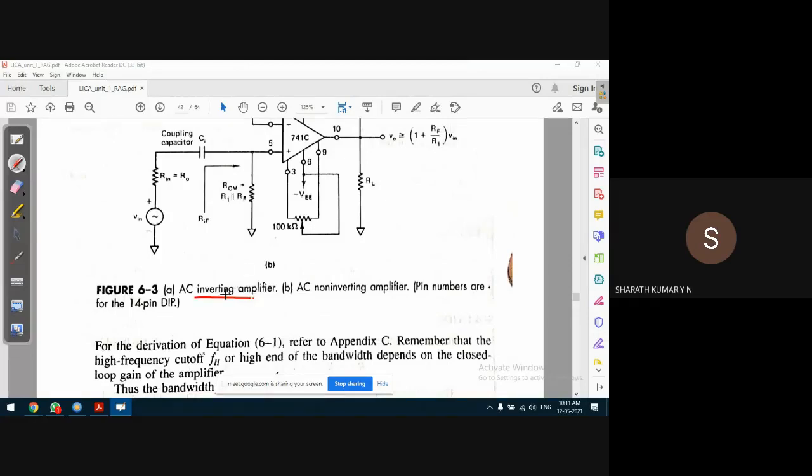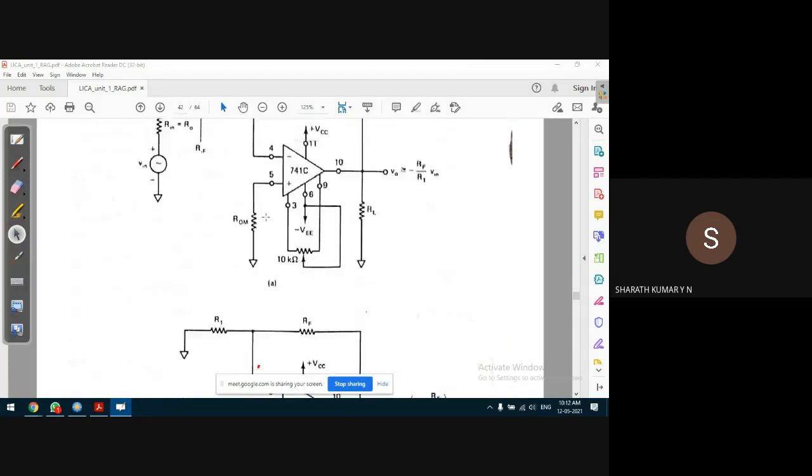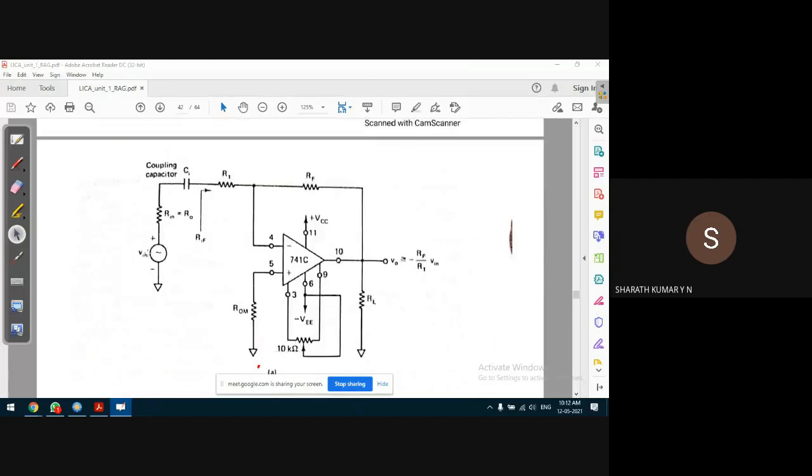The first circuit we discuss is an AC inverting amplifier, then the non-inverting amplifier. Of course, as the author says, the op amp is given as a 14-pin IC, and this 14-pin op amp IC will have two op amps. So you may find some strange pin numbers, like pin number 10 is the output. Usually we have understood that pin number 6 was the output, but here it is a 14-pin op amp IC, which has two op amps in it. It comes with varying pin numbers.